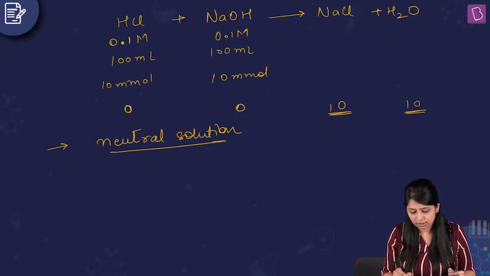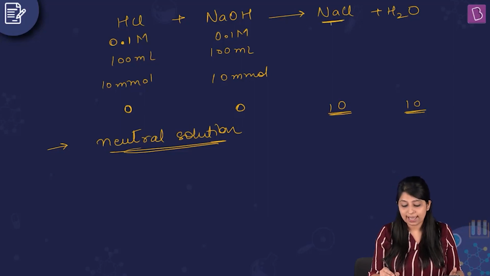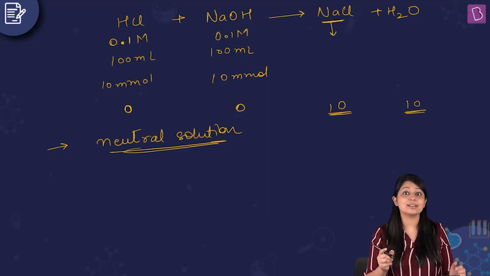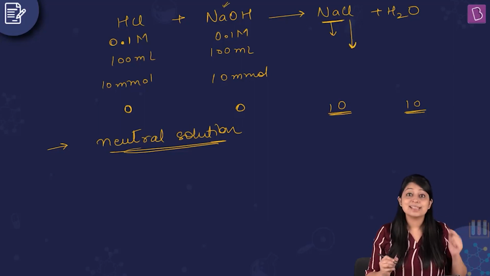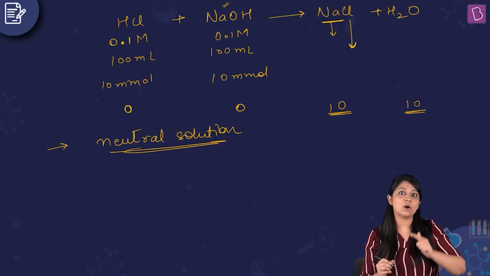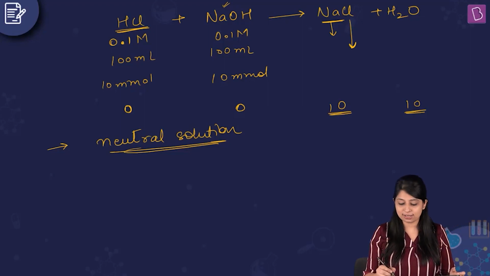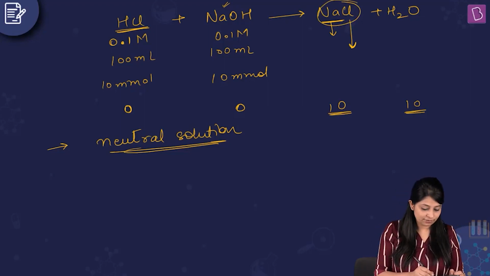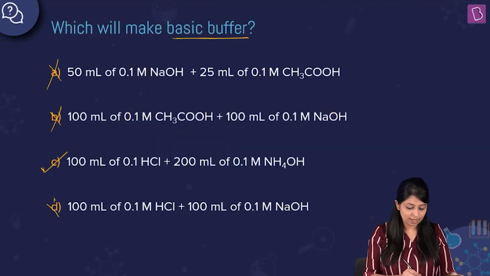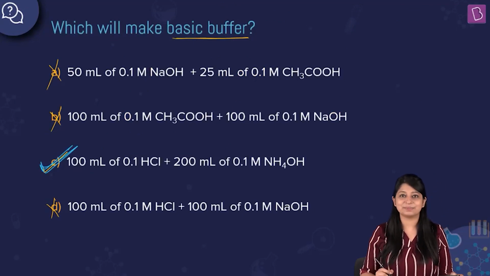Would salt hydrolysis happen here? Well, no. Why? Because Na plus is what? Na plus is the conjugate acid of a strong base, that is NaOH. And what is Cl minus? Cl minus is the conjugate base of a strong acid, that is HCl. Right? So the salt hydrolysis of NaCl is not going to take place. Right? So we have already found out what? That the correct option to our question is option C.